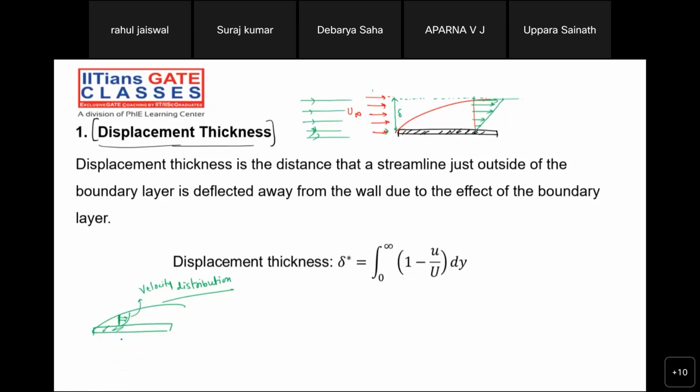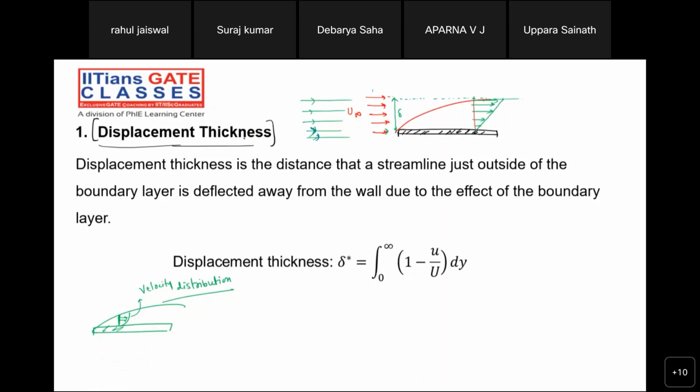All of you, please check it out. Will the pattern of the streamlines be the same, will they be parallel to each other or not? Correct. But after the boundary layer formation, the moment the fluid layer comes in contact with the flat plate, the pattern of the streamlines will no longer be parallel.